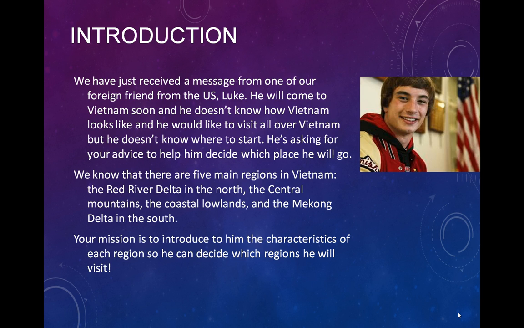We already know that there are five main regions in Vietnam: the Red River Delta in the north, the Central Mountains, the coastal lowland, and the Mekong Delta in the south. My students' mission is to introduce to him the characteristics of each region so he can decide which regions he will visit. So the introduction needs to be interesting and attract the students to keep going into the project.